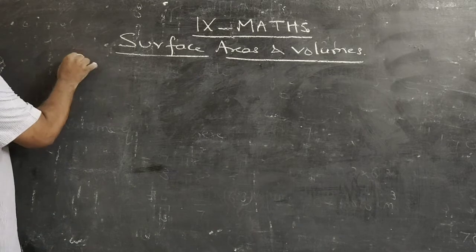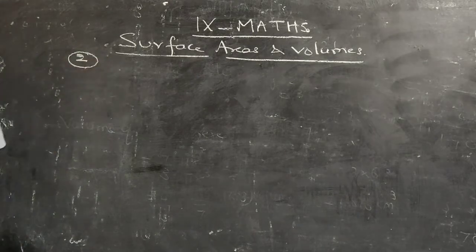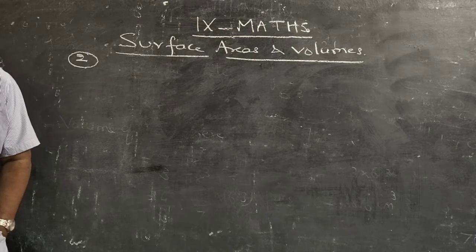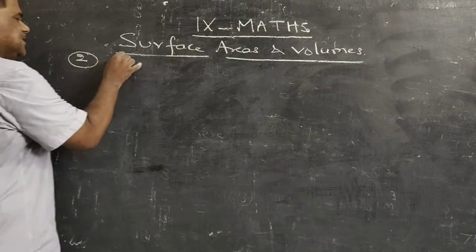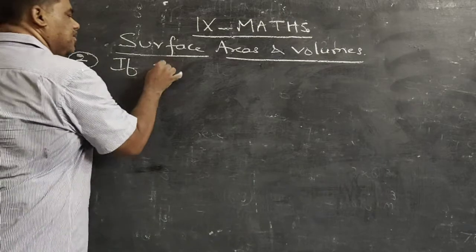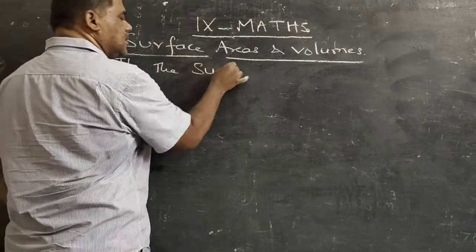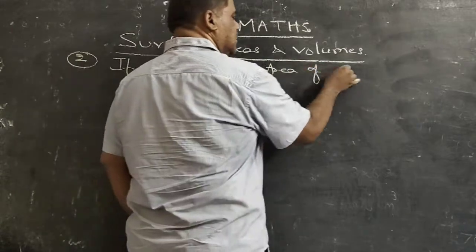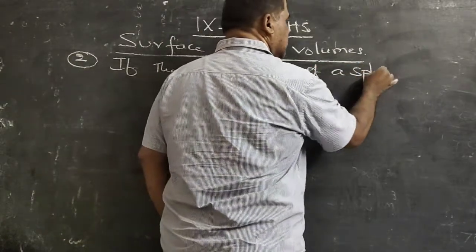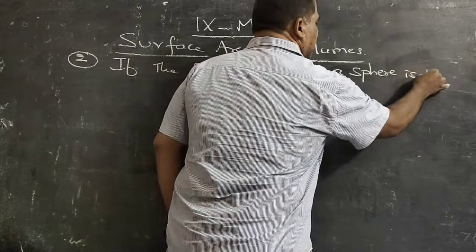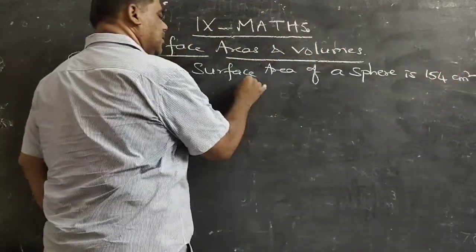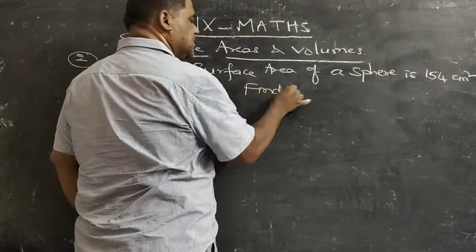Right, next second problem. If the surface area of a sphere is 154 centimeters square, find its radius. If the surface area of a sphere is 154 centimeters square, then find its radius.